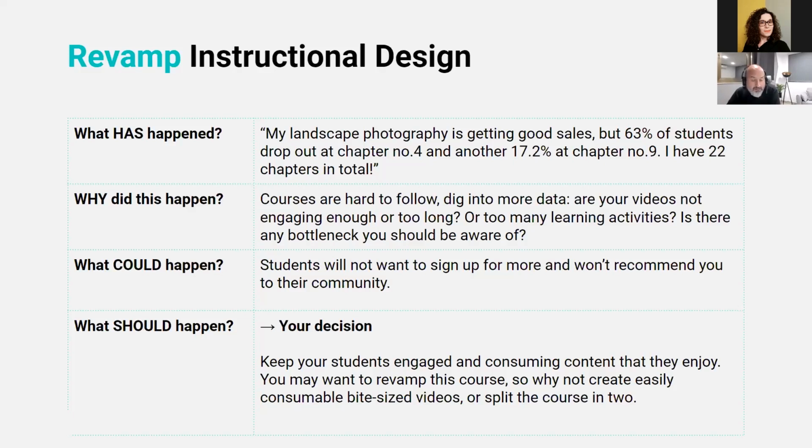So why did this happen? Courses are hard to follow. We know that. Even the best MOOCs are plagued by high attrition rates, not much engagement, and people not staying very long in videos. So are our videos not engaging enough, or are they too long? Sometimes very experienced trainers come to us and say, okay, I have designed ten 60-minute videos. This is obviously impossible for students to follow. Too many learning activities? Are there any bottlenecks that you should be aware of?